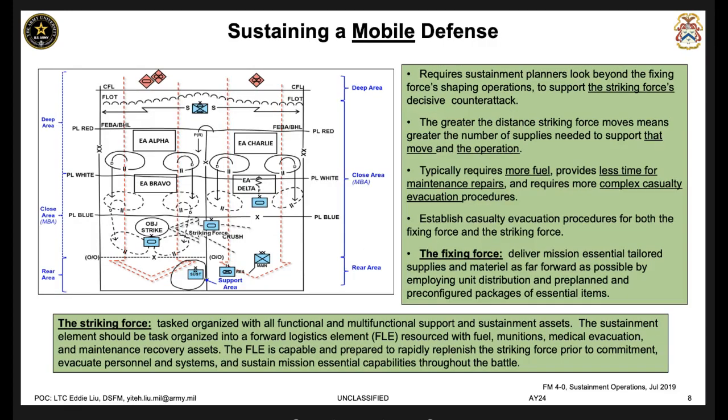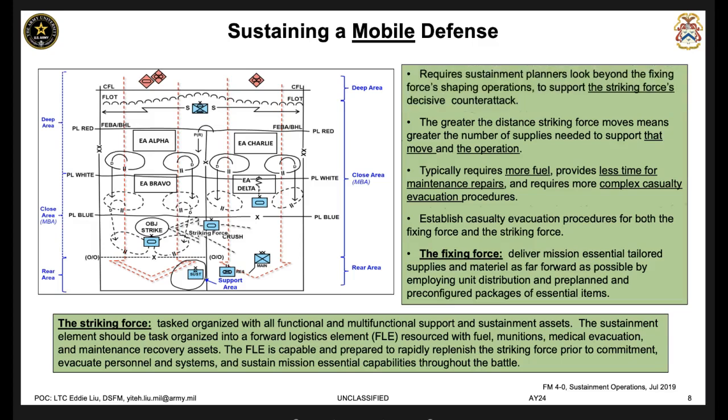This diagram illustrates various elements and movements within a mobile defense, including phase lines, engagement areas, support areas, and the location of the striking force. Sustainment planners must anticipate the needs of both the fixing force during shaping operations and the striking force for the counterattack. Planning must account for the increased logistical requirements as the striking force moves.